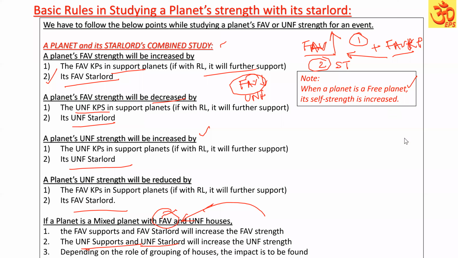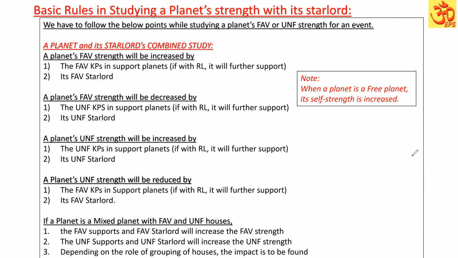So far we discussed the basic method of analysis and some basic rules in studying a planet and its star lord's combined study. As I said, in the next lesson I will explain the steps involved, step by step, how to study a planet, and what conditions and rules we have to follow. Everything will be discussed in the coming lessons. I hope you would have understood. We will meet in the next lesson. Thank you.